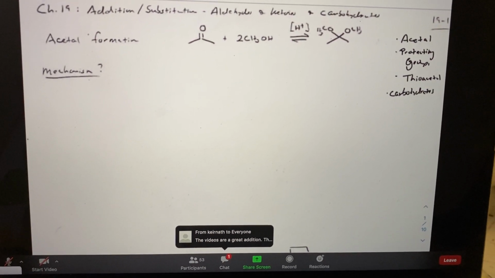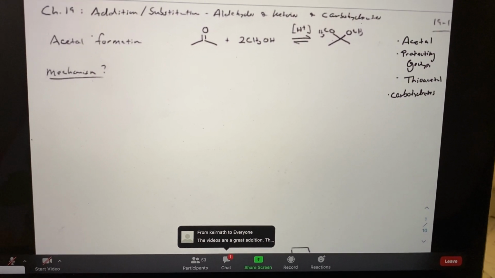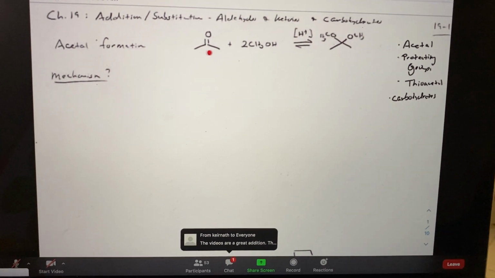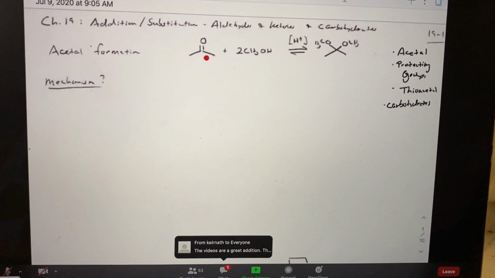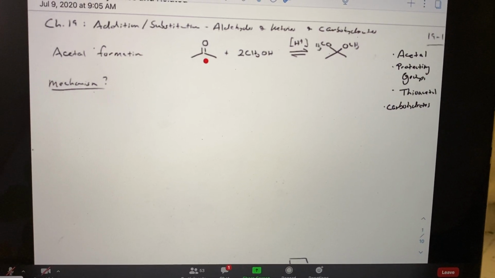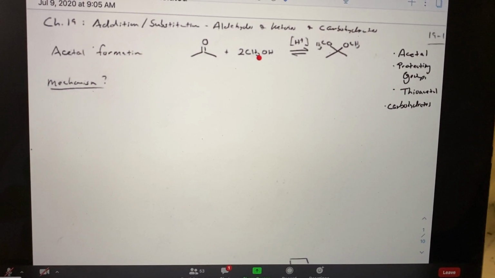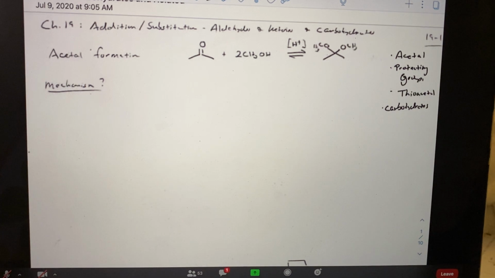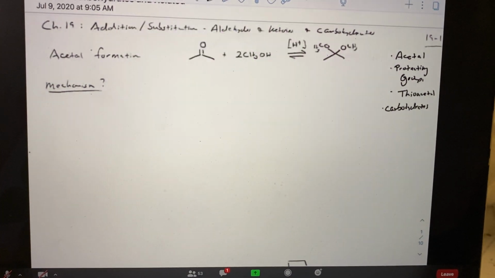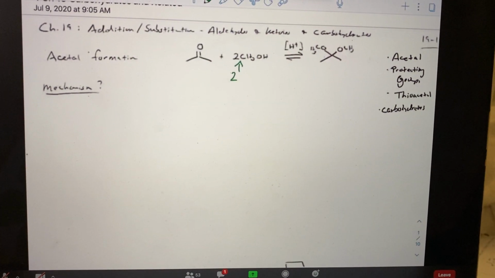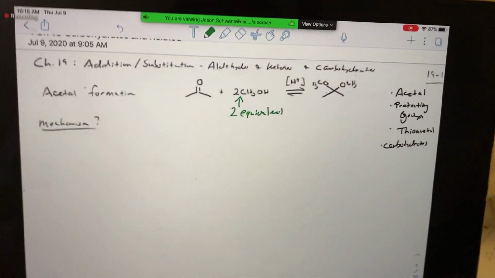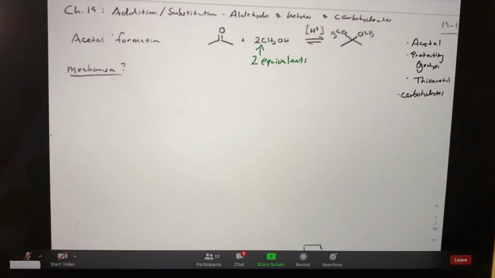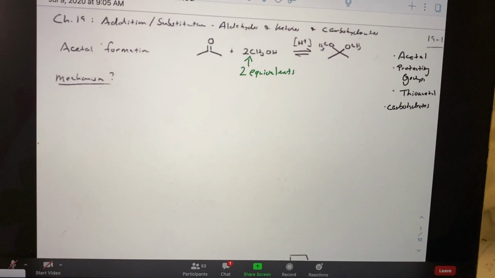So let's first of all think about this acetal formation. What is that? Now let's take our ketone. In this case, we'll just use acetone again because it's an easy example. If we're going to take acetone and react it with methanol, and say 2 equivalents of methanol, that's what that 2 is supposed to be. So it's 2 equivalents, or you could also think about it in terms of moles.